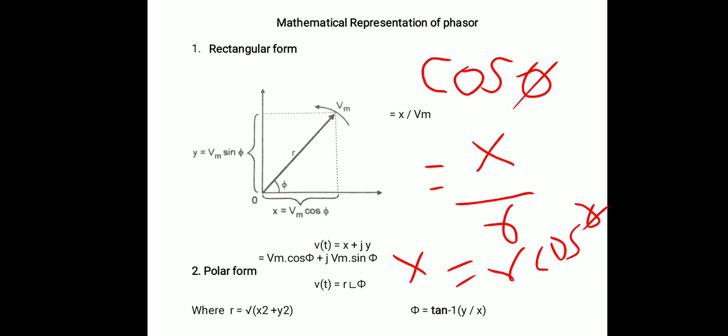One is the rectangular form. What is the equation for the rectangular form? V of t is equal to Vm cos theta plus j Vm sin theta. And what is the polar form of the equation? V of t is equal to r at the angle of theta. And what is the value of r?